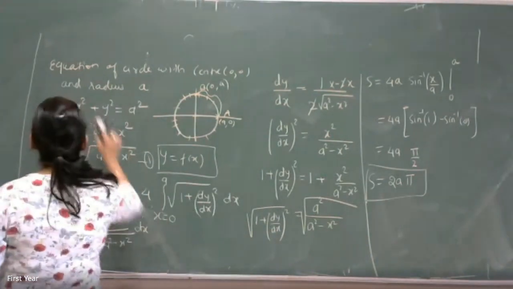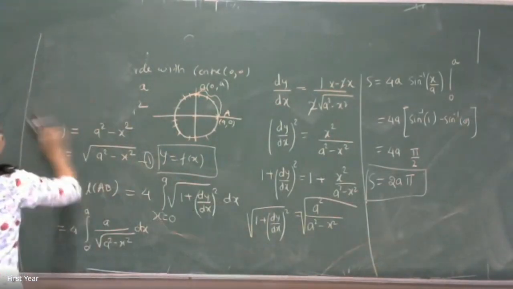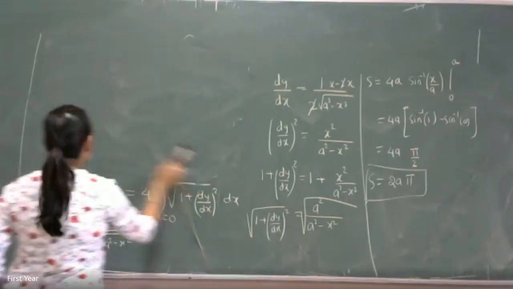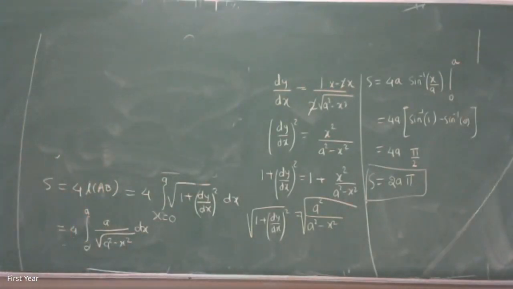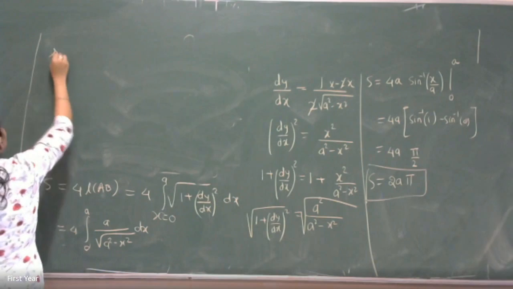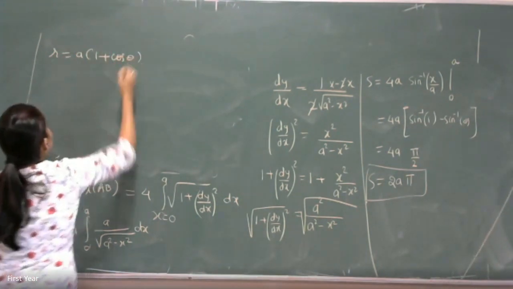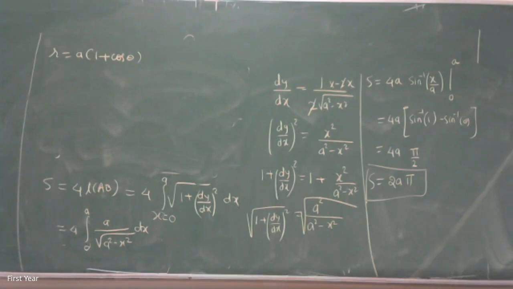Find the perimeter of the cardioid r is equal to a into (1 plus cos theta).